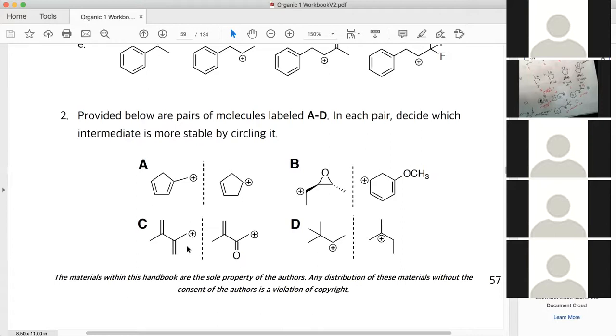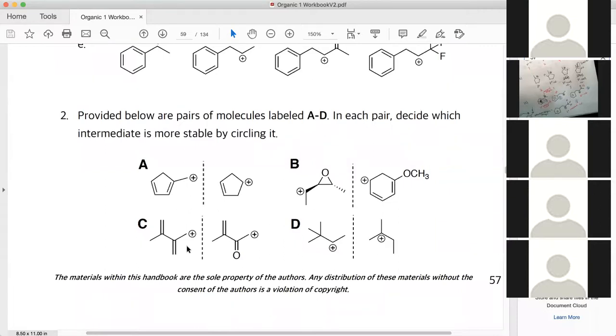Right? C. Okay, so it looks like we have a primary allylic again versus a secondary, and it's not allylic, that's secondary inductive. Okay, so 1 or 2, guys, for C. Yep, 1. Awesome. You just got it. Okay, let's move on to D.